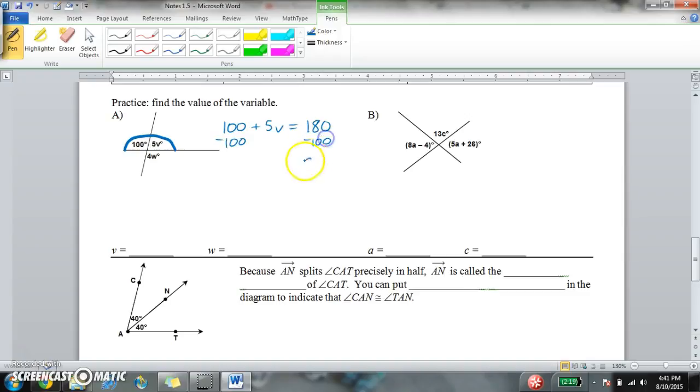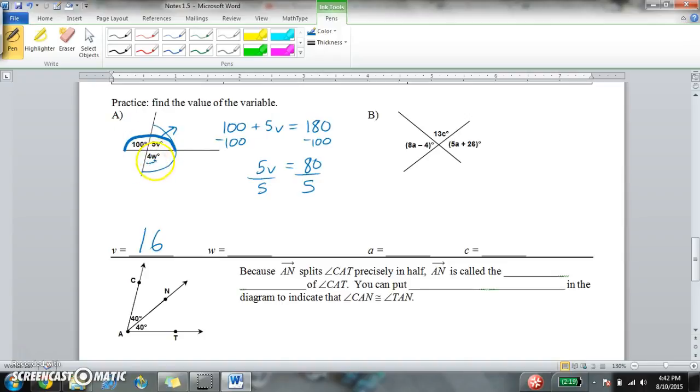Subtract 100 from both sides. 80 equals 5v. Divide by 5, and I would get that v equals 16. Now, solving for w, now that I know what v is, I could plug this in and figure out how many degrees this angle is right here, and then compare it to 4w, just like I did with 105v, knowing that these are a linear pair.